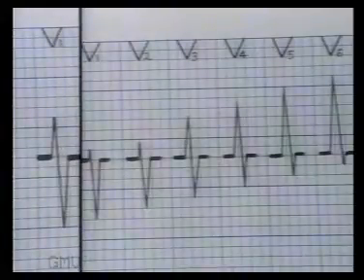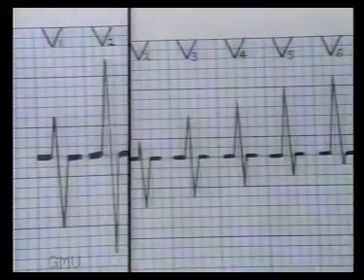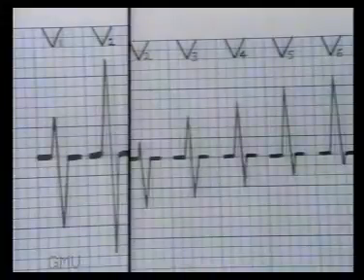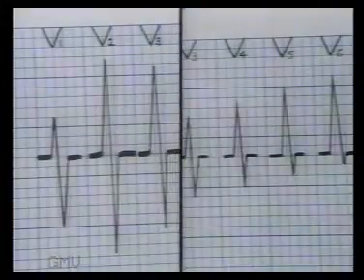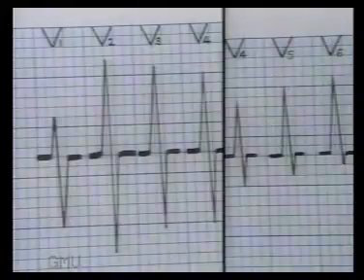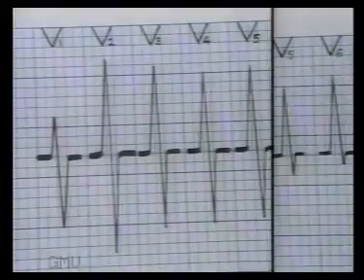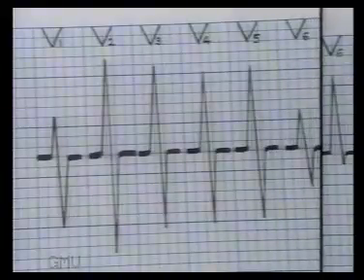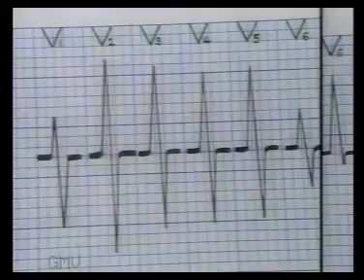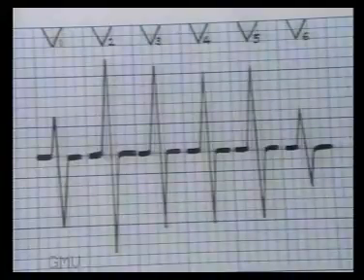In right ventricular hypertrophy, lead V1 shows a prominent R wave. Lead V2 also shows a prominent R wave. Leads V3 and V4 are similar with equal R and S. Lead V5 shows a deep S wave, and lead V6 again shows a prominent S wave. So whenever there is a prominent R wave in lead V1 or deep S wave in V6, right ventricular hypertrophy must be suspected.